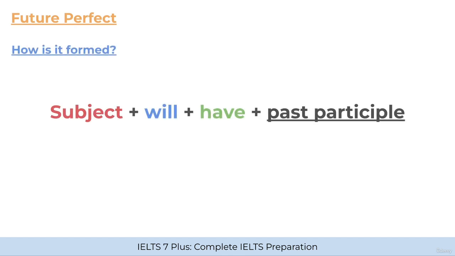And we have an equation for those who prefer this sort of style. We have our subject plus will plus have plus our past participle. So the will reflects the future element, the have and the past participle reflect this sort of perfect timeline situation, something happening before something else.